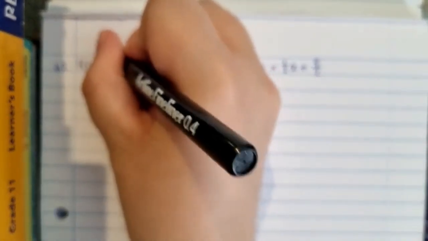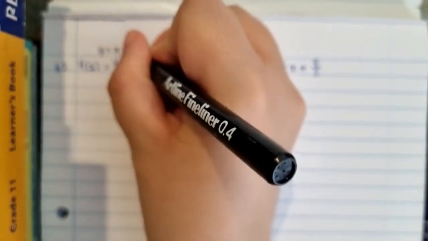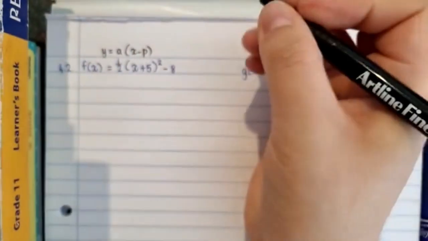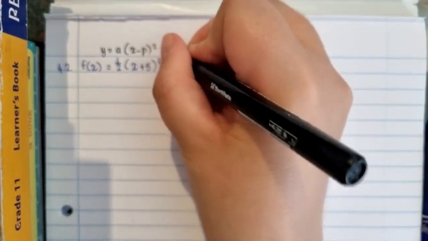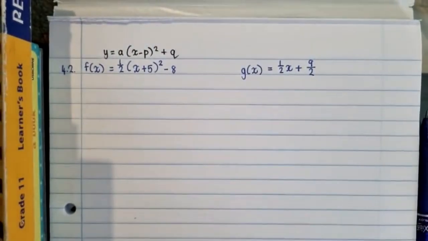Y equals a times (x minus p) squared plus q.